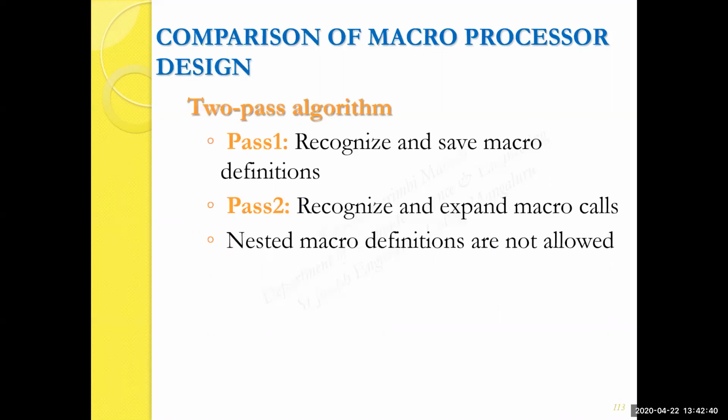On the other hand, a two-pass algorithm works by processing all macro definitions during the first pass and expanding all macro invocation statements in the second pass. A two-pass macroprocessor algorithm is not able to handle macro definitions within macro definitions, because the problem is inner definitions are processed only when the outer macro is called, which happens in pass 2. So inner macros will not be defined in pass 1.